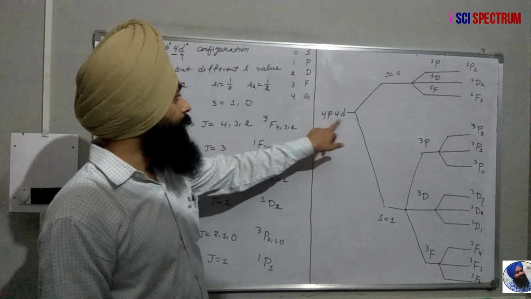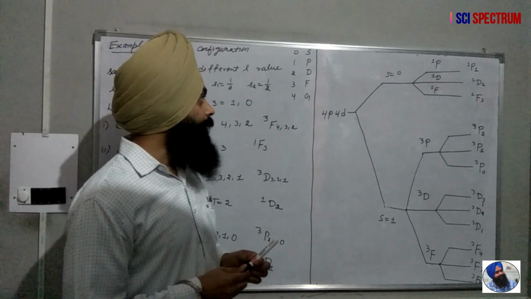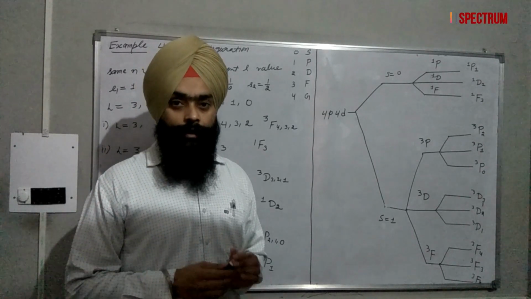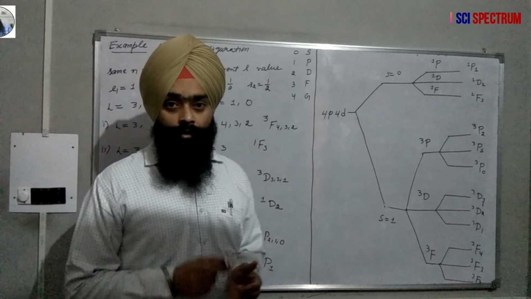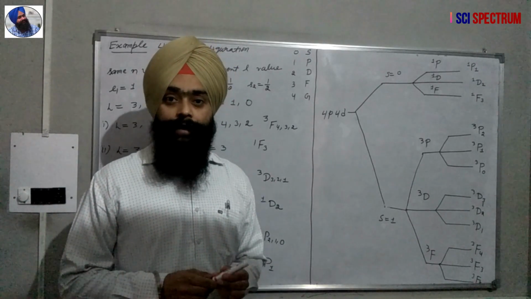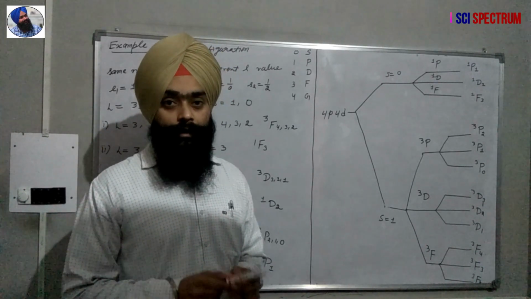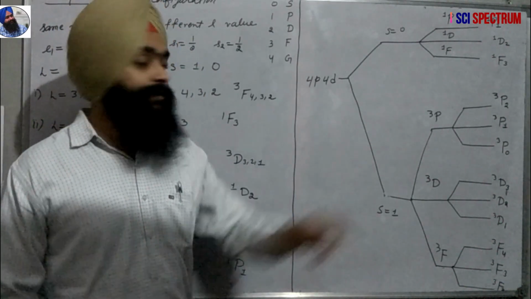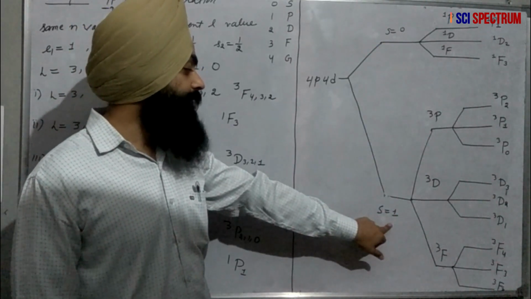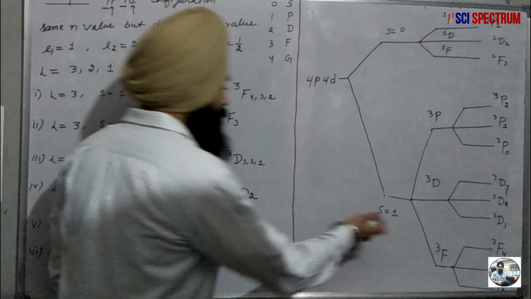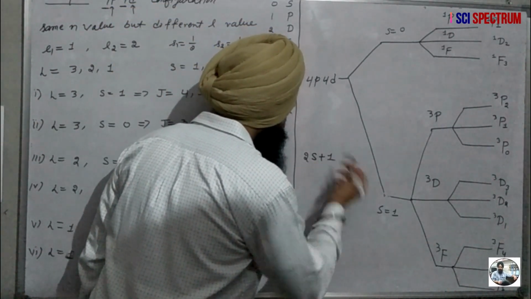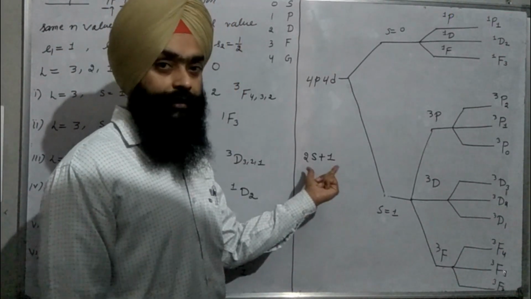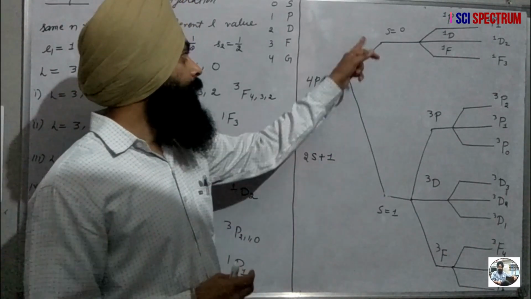So here it is the 4p 4d state. The first rule says that those term values having the highest multiplicity will go lower in energy. Again, I repeat, those term values having higher multiplicity will go lower in energy. For this 4p 4d state, we have S equal to 0, for which multiplicity is 1, and we have S equal to 1, for which multiplicity is 3. Multiplicity is given by the 2S plus 1 rule. So for S equal to 1, we have multiplicity equal to 3. So 3 is greater than 1.